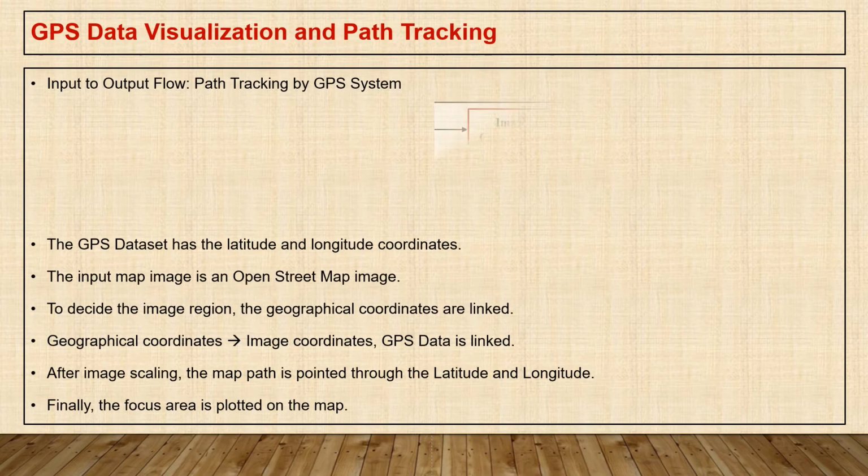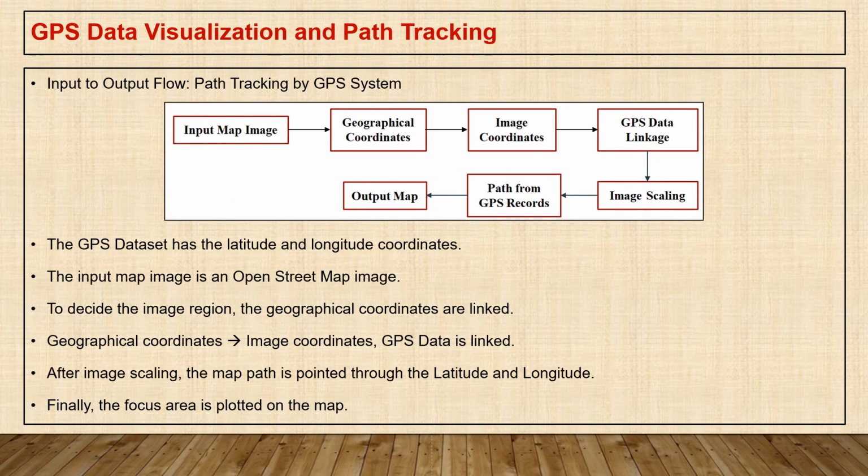Here is the first phase of implementation, known as GPS data visualization and path tracking, which works as per the algorithm shown. The input map image is given geographical coordinates, and the coordinates are extracted to frame the image coordinates, which would have the GPS data linkage. The image would finally be scaled and the specific path would be obtained from the GPS records, that is from the data link file, and the final output map would be obtained.